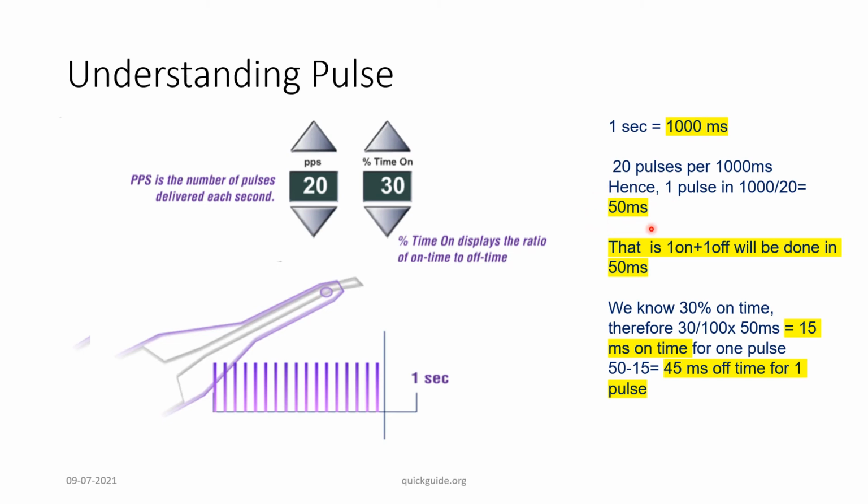Remember, the definition of pulse is not just the on time. It is the on plus off time that makes a pulse. So in this 50 milliseconds, you have 30% of on time and 70% of off time. So 30% on time of 50 milliseconds is 15 milliseconds. So the phaco tip will be traveling for 15 milliseconds and the phaco tip will be resting for 45 milliseconds. So the rest period is more.